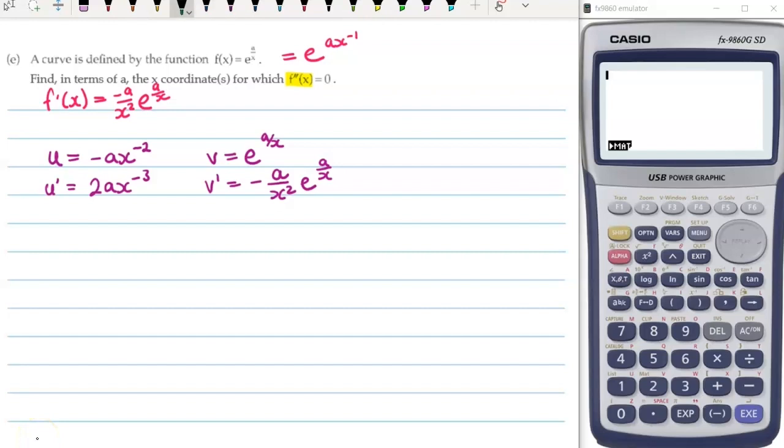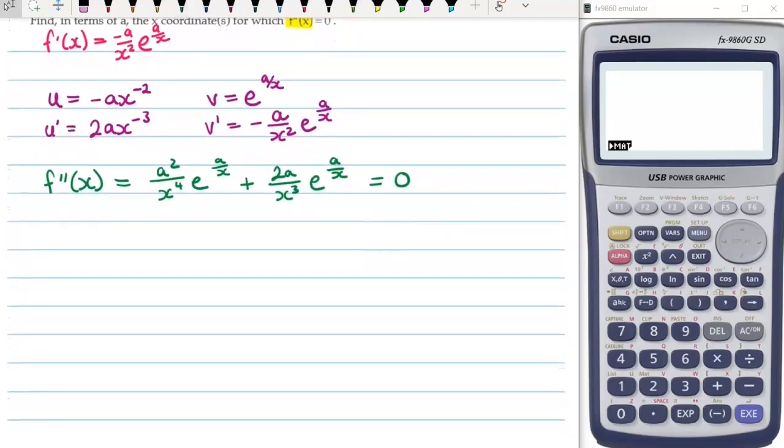So then the second derivative will be, we've got to times those two together. So we've got a squared over x to the 4 e to the a over x, then times these two together, 2a, actually let's write this as 2a over x cubed like this, e to the a over x. And finally we need to set that equal to 0.